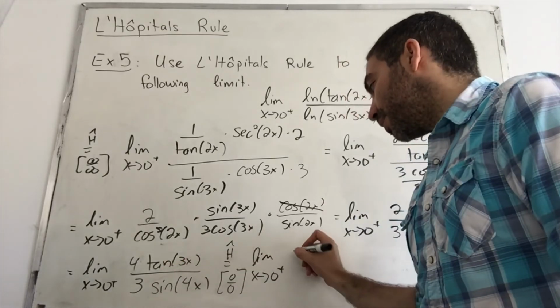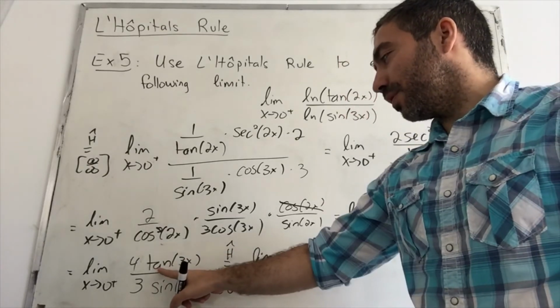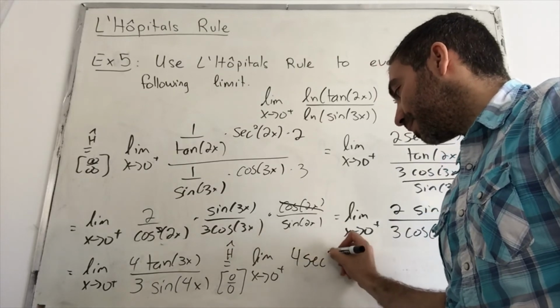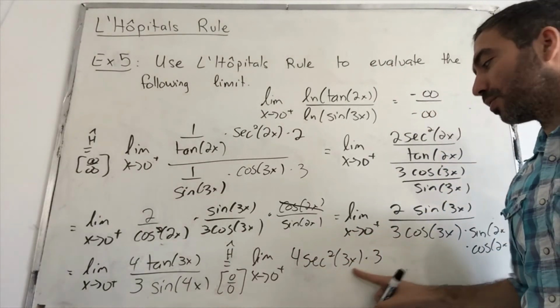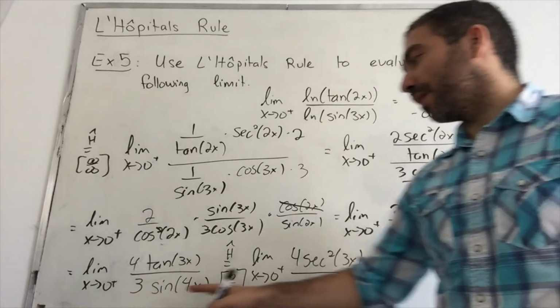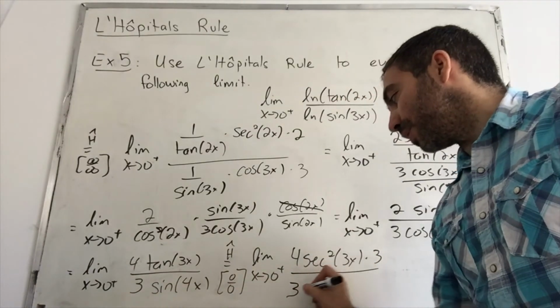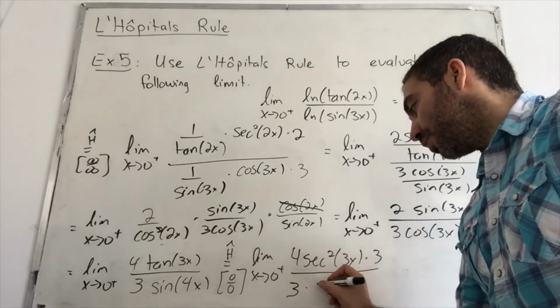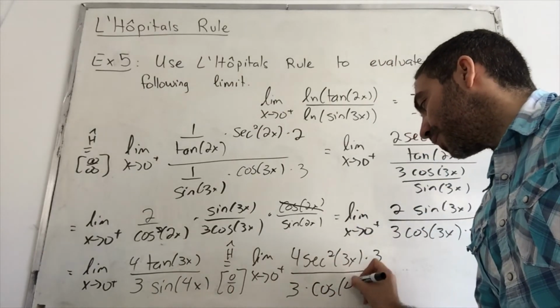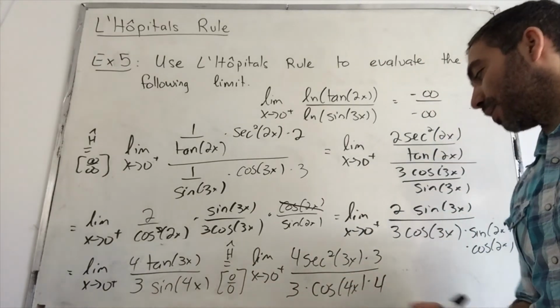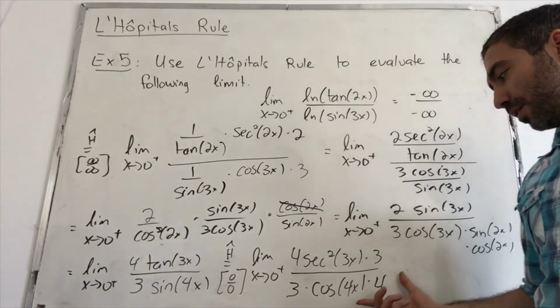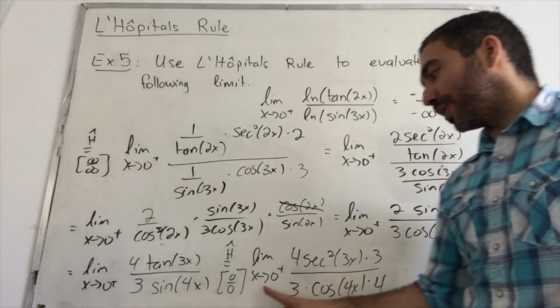The derivative of the top is 4. Derivative of tan is secant squared of whatever's in the bracket times whatever the derivative of what's in the bracket, so times 3. All that divided by, the 3 is a constant multiple, we leave it in the front, times the derivative of sine, which is cos, whatever's in the bracket, then chain rule, multiplied by the derivative of what's in the bracket, giving us times 4. And now we could reevaluate the limit.